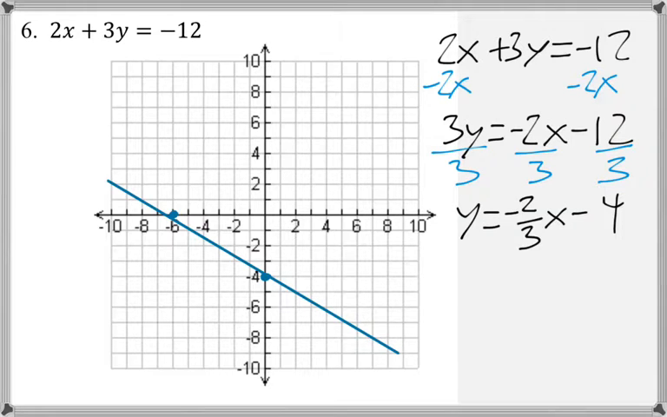And again, we actually knew that it was going to cross at negative 4 on the y-axis because our equation was in slope-intercept form, and the number here tells you the y-intercept.